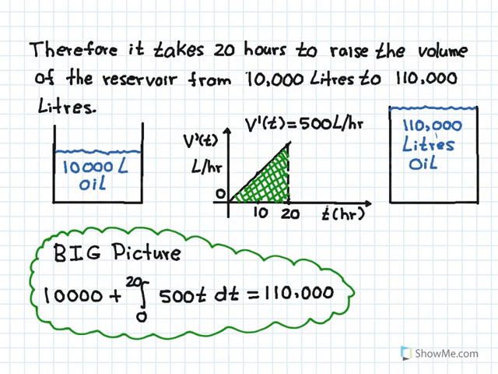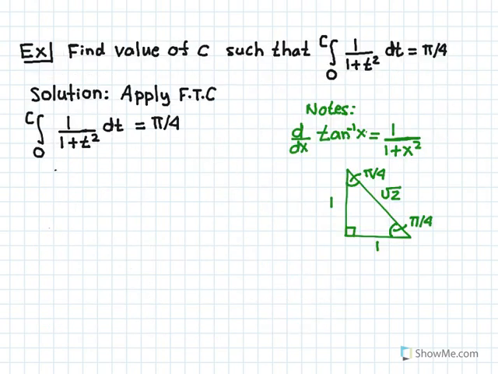We'll illustrate with a diagram. So it takes 20 hours to raise the volume of the reservoir from 10,000 liters to 110,000 liters. We start with 10,000 liters, that's the diagram on the left, and we integrate the rate of change, and that gives us a change in the volume of the oil, and that's the middle diagram. And when we add these two, we get a final amount, which is 110,000 liters of oil. So the big picture is at the bottom: 10,000 liters plus the integral from 0 to 20 of 500 dt is equal to 110,000. All right, let's look at another application.